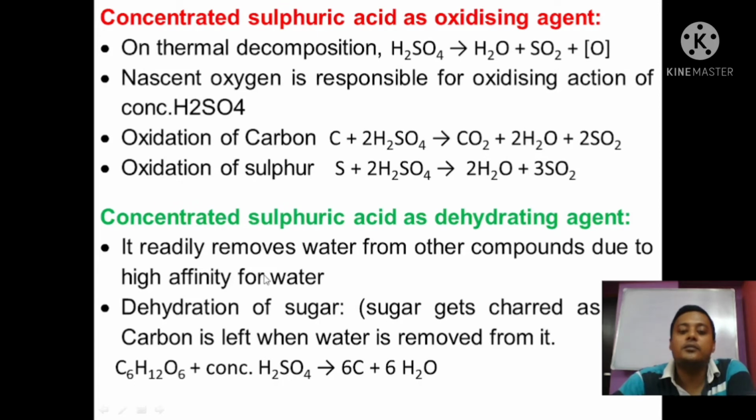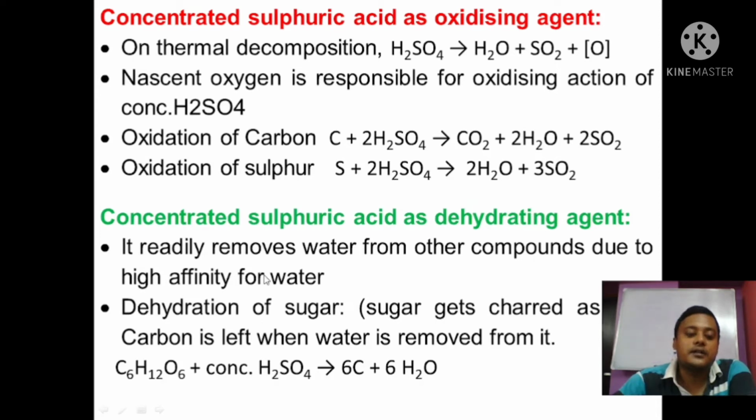Oxidation of carbon. Carbon when it reacts with concentrated sulfuric acid oxidizes to carbon dioxide, and sulfuric acid itself is reduced to sulfur dioxide. So the balanced chemical equation is carbon plus 2H2SO4 produces carbon dioxide plus 2H2O plus 2SO2. Next, oxidation of sulfur. Sulfur when it reacts with sulfuric acid forms H2O and SO2.